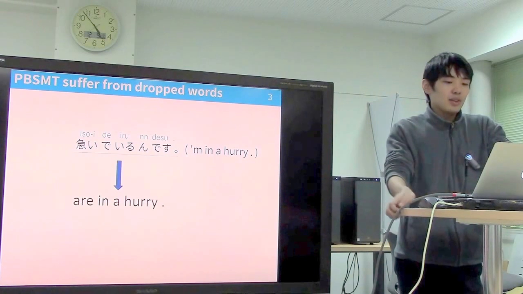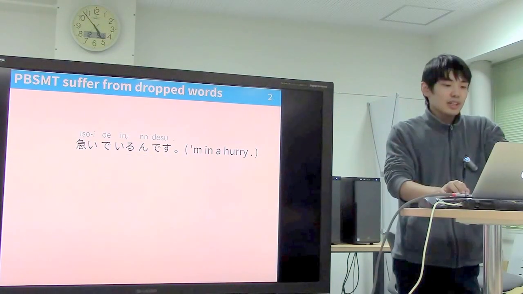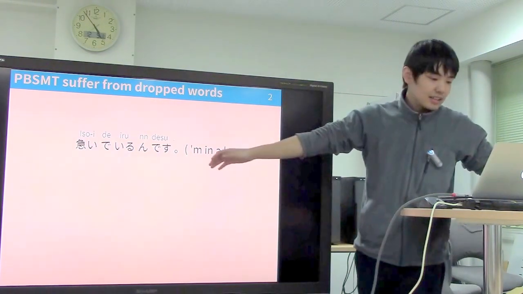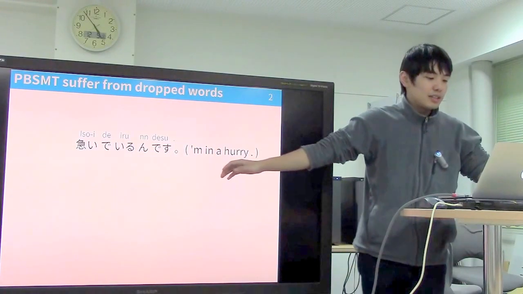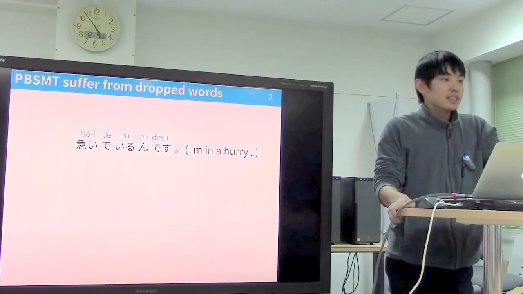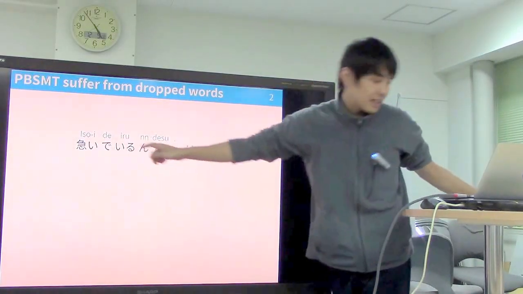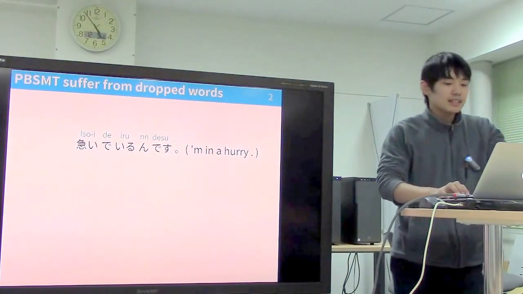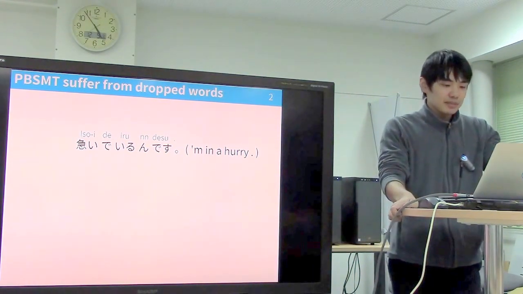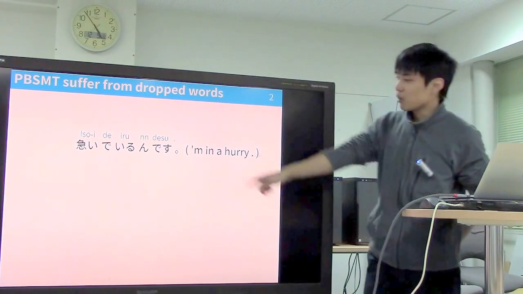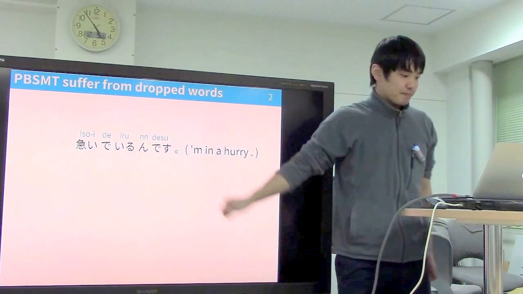Dropped word is one of such problems. Taking an example, which is a Japanese sentence I show in the slide. Isoide iru desu means the speaker is in a hurry, but the sentence lacks the subject. Such sentences are very frequent in Japanese, especially in spoken language. And a language that drops some words in a sentence is so-called a pro-dropped language.